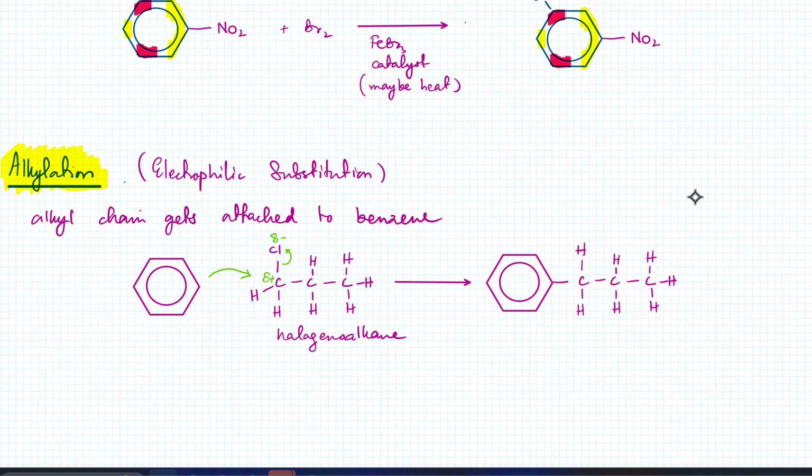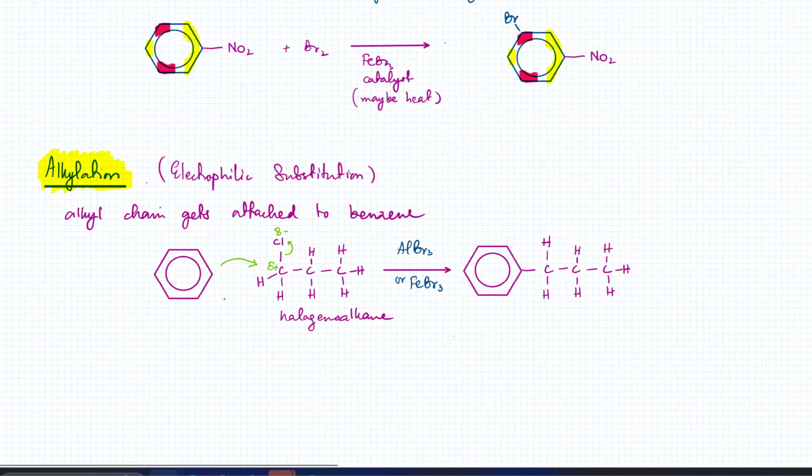And for this, you would need a catalyst as well, because remember, benzene does not have a very strong polarization effect. So you need a catalyst, and the catalyst is going to be the same catalyst that we studied earlier. It's AlBr3 or FeBr3. Okay, is this clear? Yes, sir.